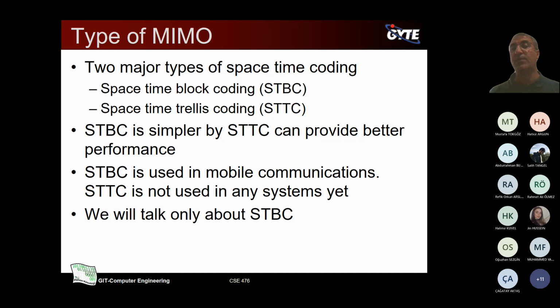We have different types of MIMO technology. Two major types of space-time coding are space-time block coding, STBC, and space-time trellis coding, STTC. STBC is simpler than the second one, and it can provide better performance. STBC is used in mobile communication. STTC is not used in any systems because of its complexity.